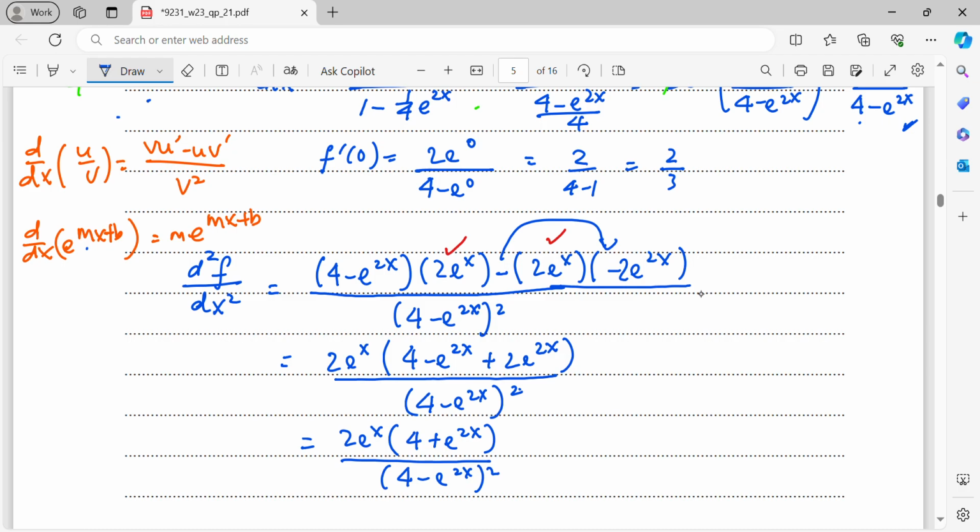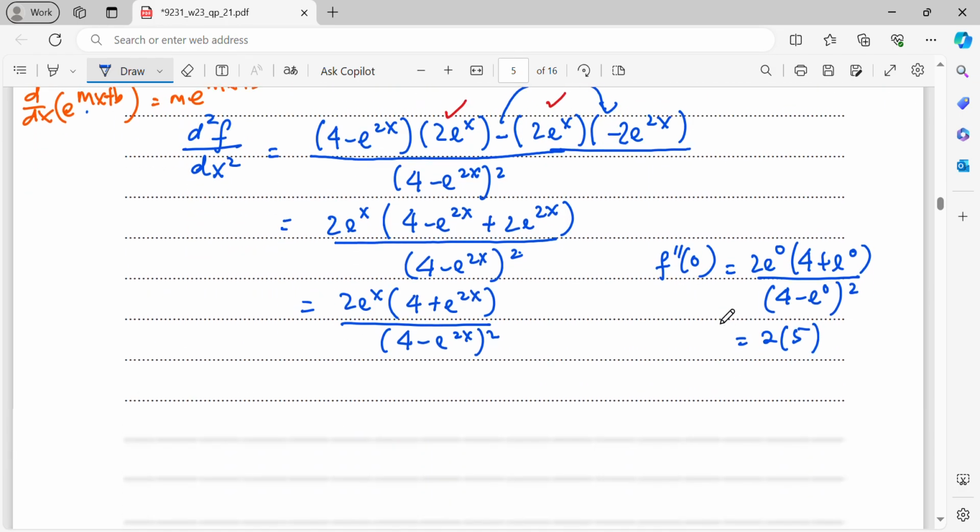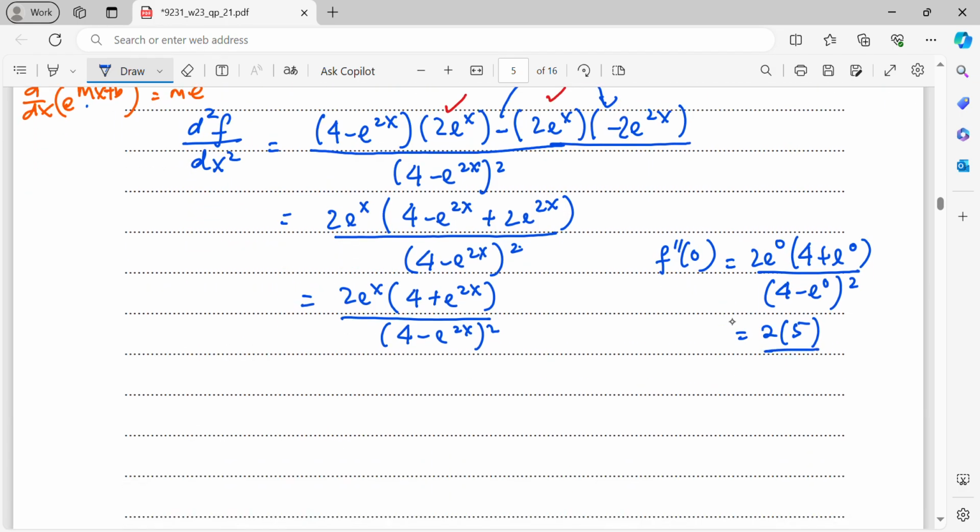And then now here I will just write f double prime 0. Okay, replace the x by 0. Then I will get 2e^0 times (4 plus e^0) over (4 minus e^0) squared. So this is going to be 2 times (4 plus 1 is 5) over 3, since 4 minus 1 is 3, so 3 squared. So I will be getting 10 over 9. That is my second value.